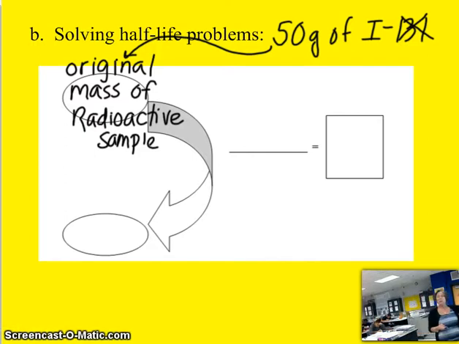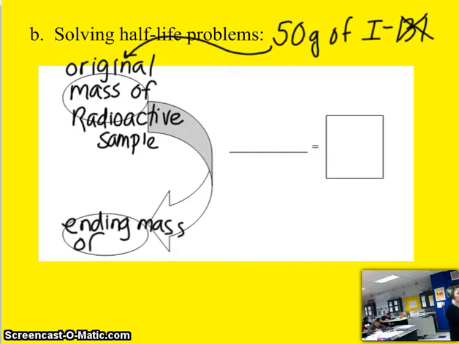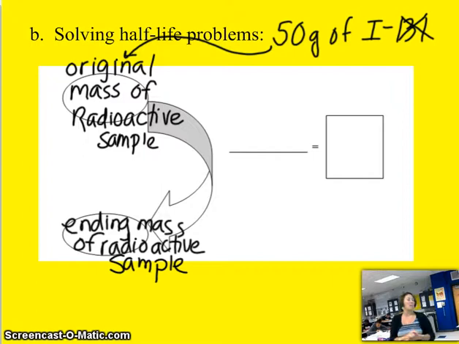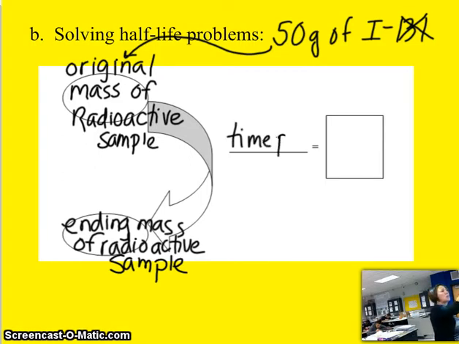What goes in the bottom circle then is your ending mass of your radioactive sample. And again, that should be less, right? Because it's going to decay. And those radioactive nuclei are going to turn into something else. So this is the ending mass of your radioactive sample, okay? That will always be less than the beginning mass, always. This arrow represents the time that has passed between your original and your end. So we call this the time passed, or sometimes it's called the elapsed time.